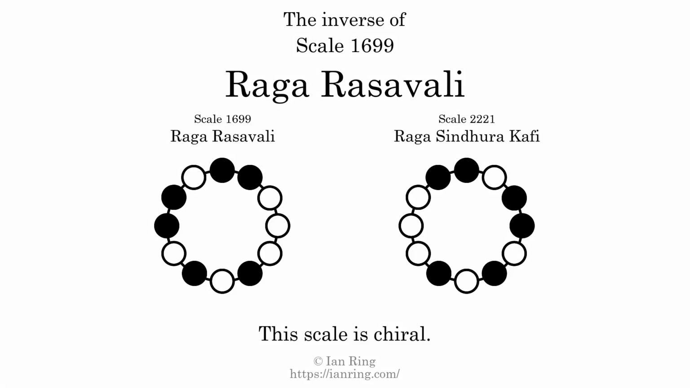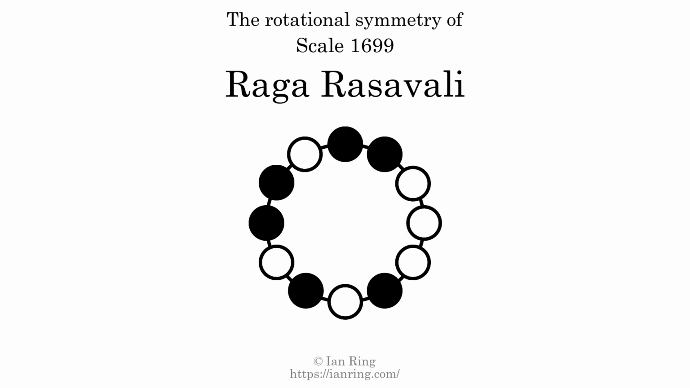The inverse of a scale is a mirror image. It is what you get when the sequence of intervals is reversed. The inverse of this scale is scale 2221, also known as Raga Rasavali. This scale is chiral. It cannot transform into its inverse by rotational transformation. This scale has no rotational symmetry.